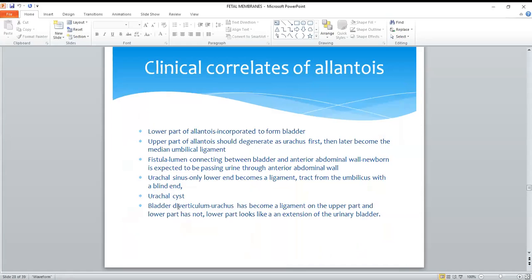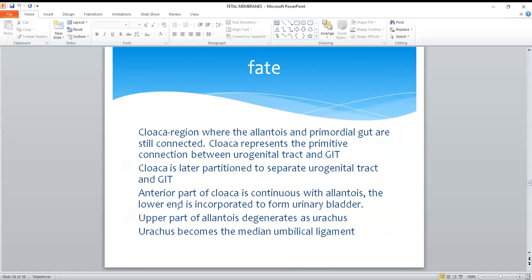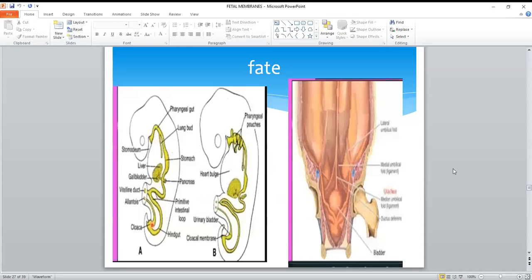The anterior part of the cloaca is continuous with the allantois, and the lower end is incorporated to form the urinary bladder. The upper part of the allantois degenerates as the urachus, and the urachus later becomes the median umbilical ligament. Basically, this is the median umbilical ligament. When you dissect the abdominal wall, you'll come to see it. So it should degenerate as the median umbilical ligament.